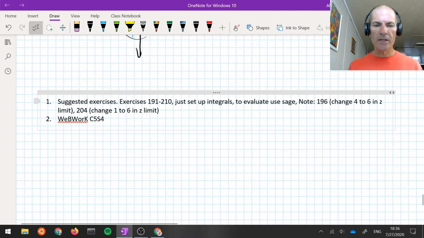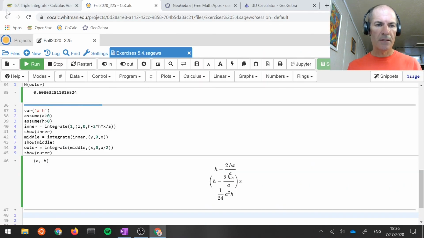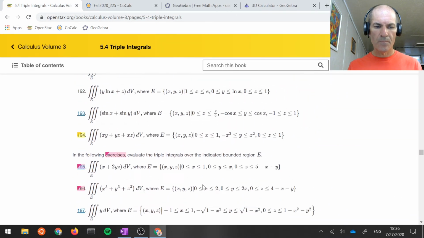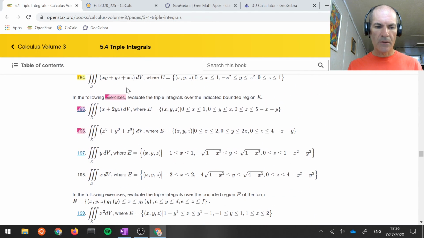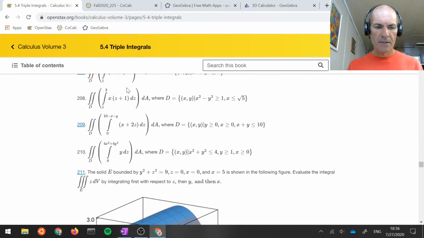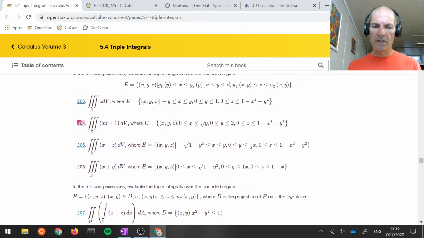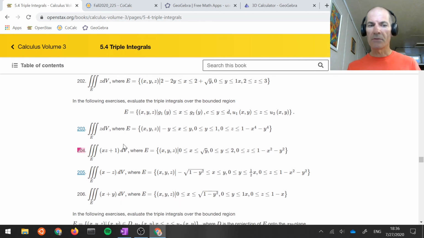All right, let's do a quick overview of the exercises here. In exercises 191 through 210, at the end of the section here, so that's starting here and going all the way down to here, I want you to focus on setting up these integrals and understanding the setup. Don't worry too much about the evaluation. If it looks simple, it's good practice. Try your hand at evaluating, but if not, just leave it alone or jump over to Sage.